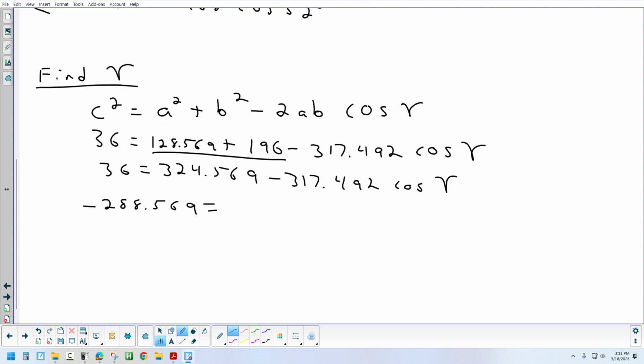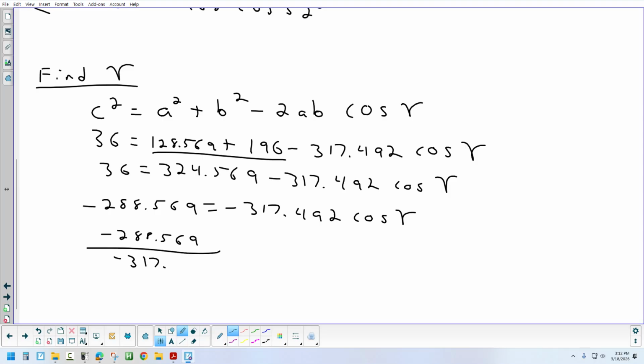So that's over there, so equals negative 317. All right, now two steps left. What's our next step? Divide both sides by negative 317.492. So divide by that negative 317. Don't do that out, because if you do it, you're just going to be rounding even more than we already have. So we'll divide. It's gone from the right, the negatives are also gone on the left.